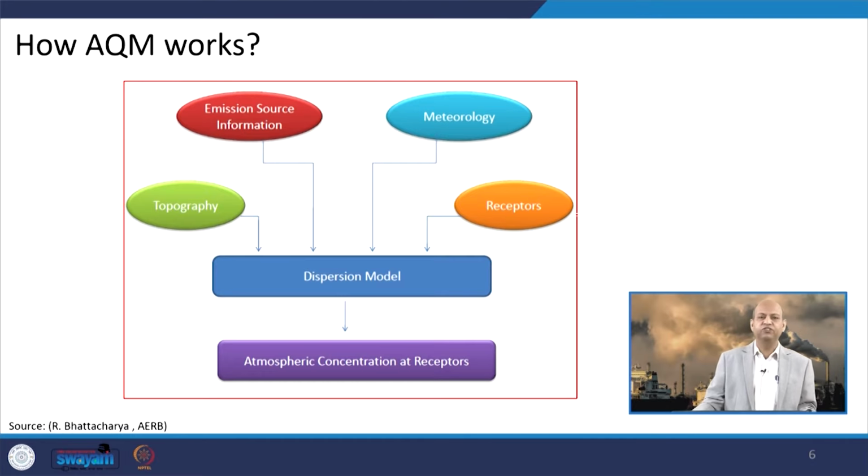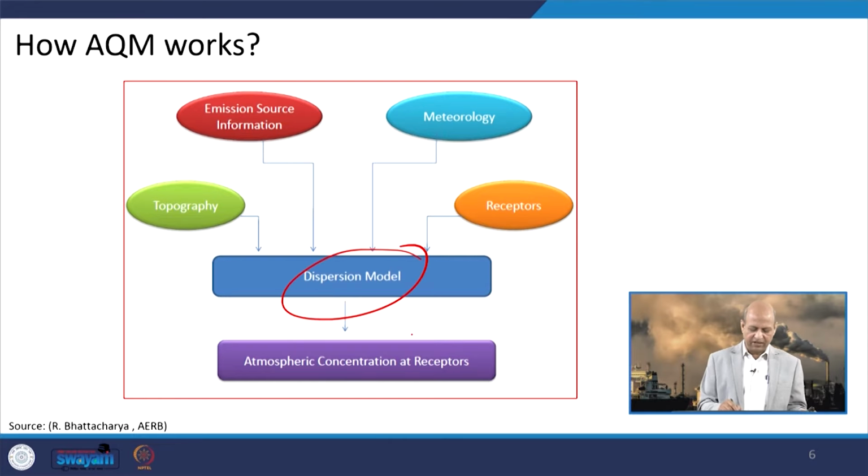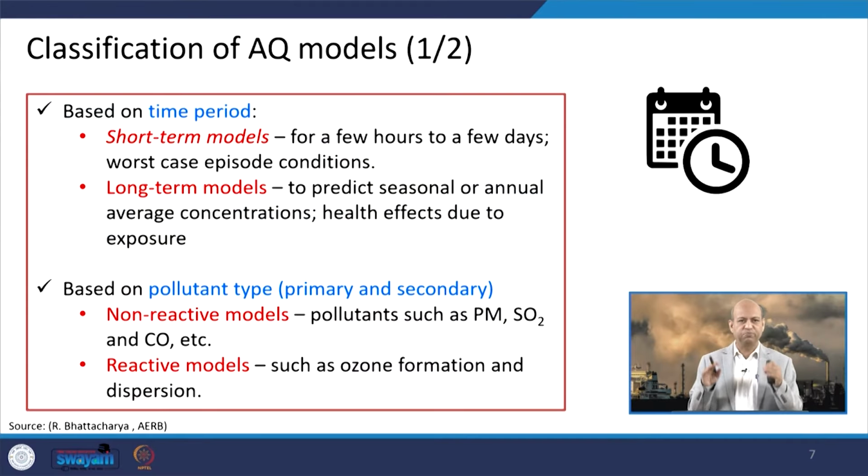Then the topography is also very important, like whether it is smooth terrain or undulated and rough terrain, accordingly dispersion phenomena change. So, that particular information should also be there. All these are the input parameters in a dispersion model, right, and then it gives us the atmospheric concentration of air pollutants at the receptors' location. So, this is the way it really works, in a very simple way.